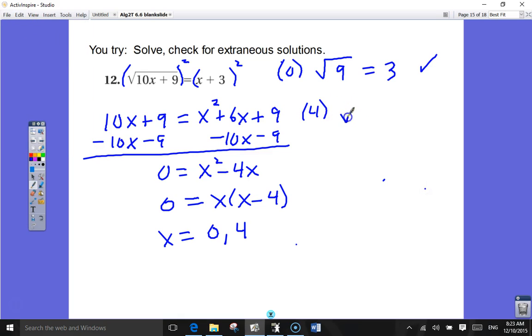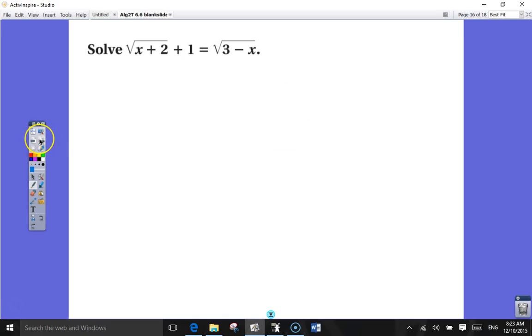Right. The square root of 49 equals 7, and they both check, which sometimes will happen, but you still have to check. Okay. I guess this one we'll have to do.